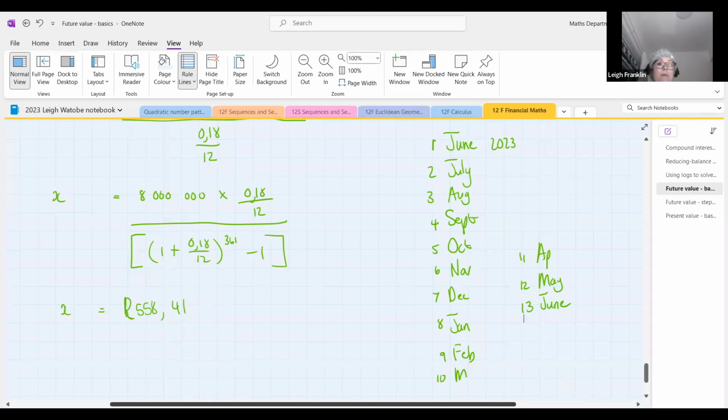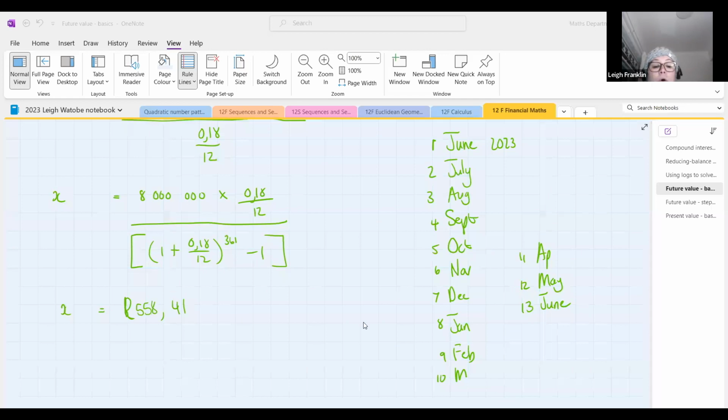If you were saving money, Leanne, and you started in June, let's say you're 18 now. In June you paid money, and then you paid money again July, August, September, and then again next year when you turn 19, you pay again. You're going to have made 13 payments, because from June through to May is 12, plus another one would be 13.